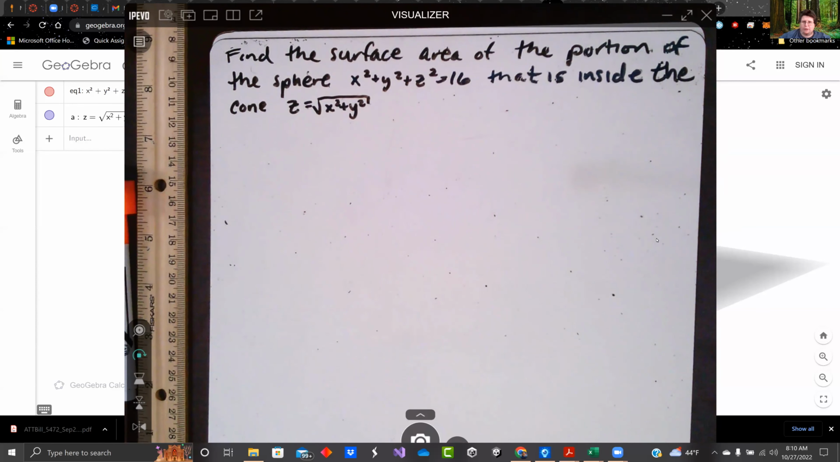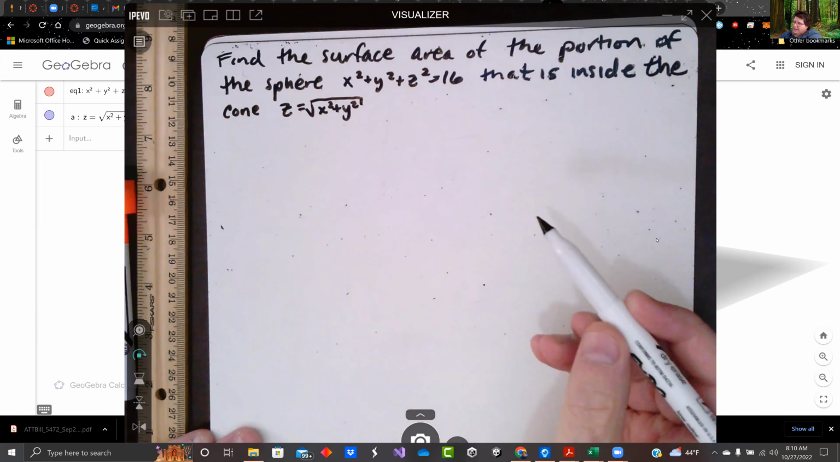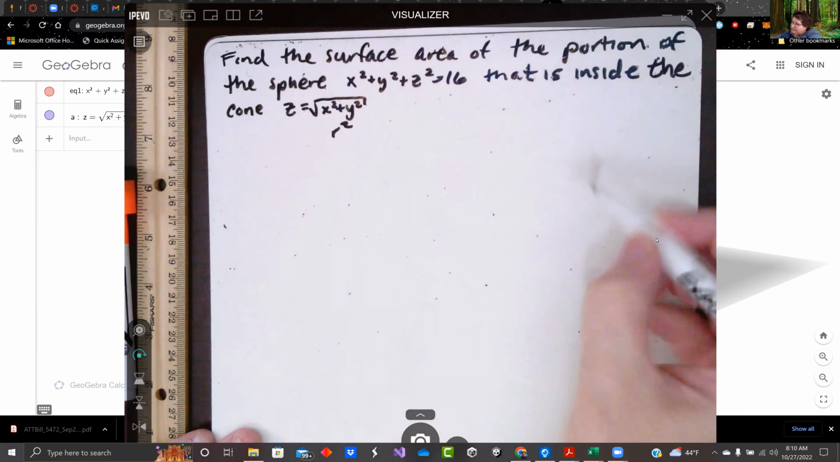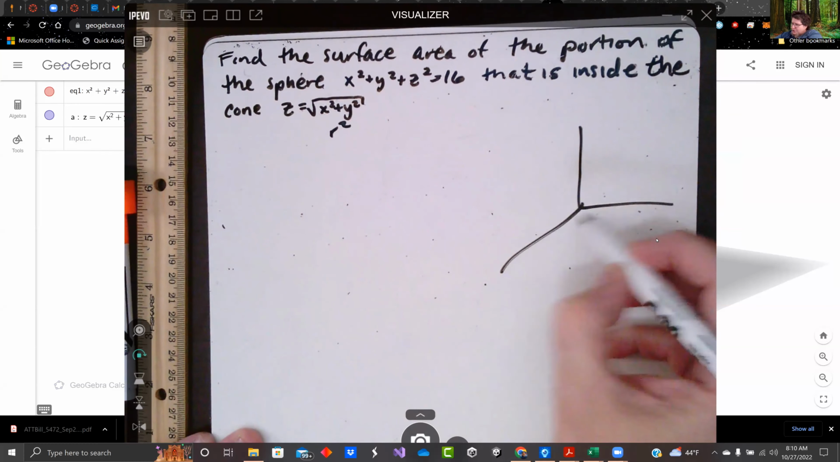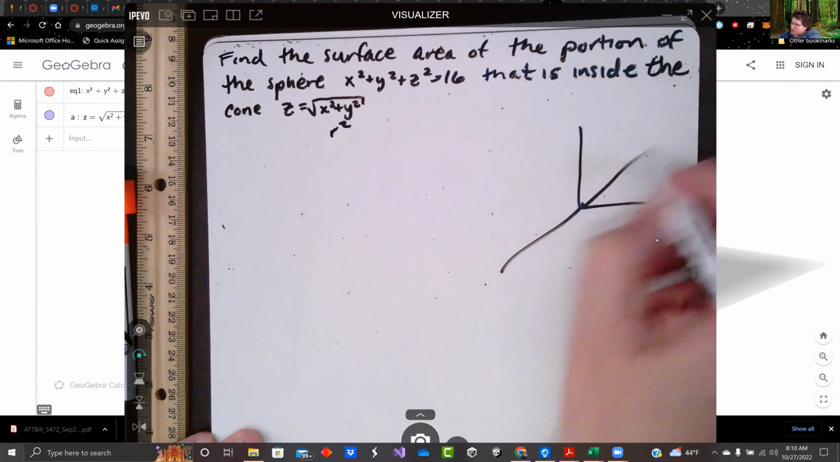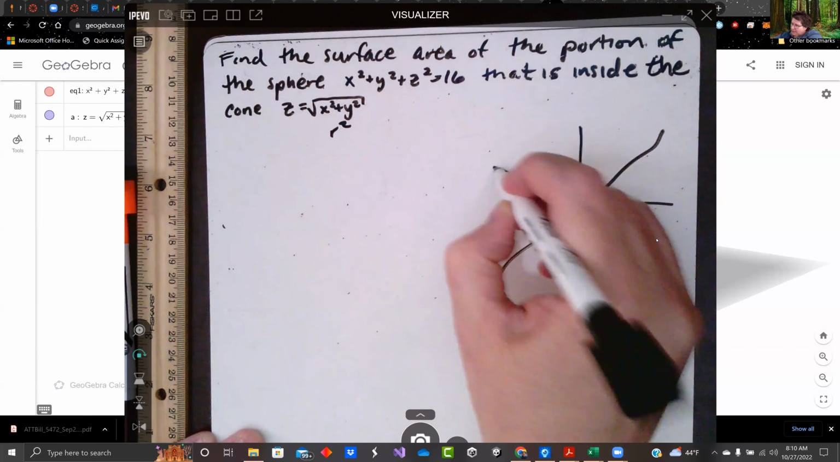All right, everybody, we're working on the surface area of the portion of this sphere that is inside the cone. z equals the square root of x squared plus y squared. If we picture x squared plus y squared as r squared, like in the xy plane, as the circle gets bigger in the xy plane, z gets larger. So it should be making some kind of cone like that.